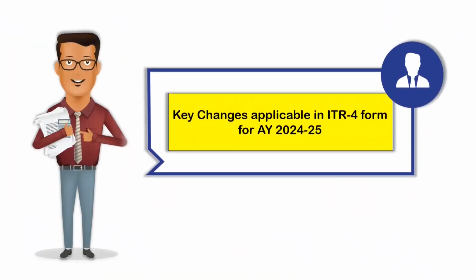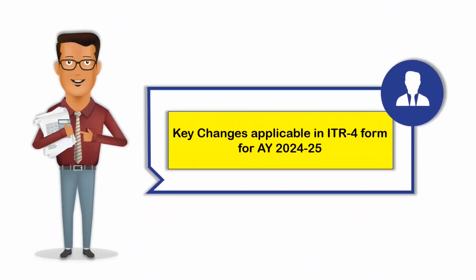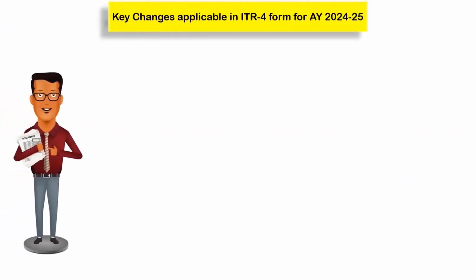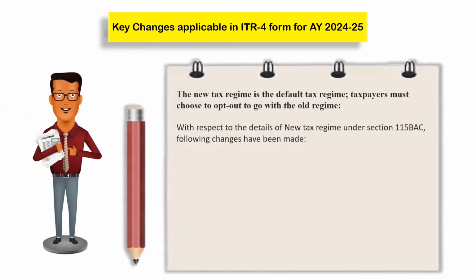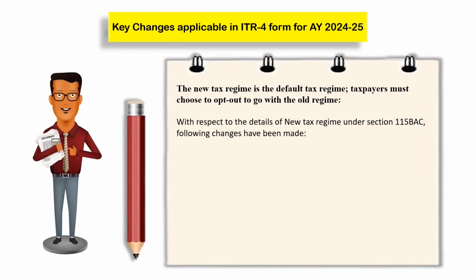Let us now see the key changes applicable in the ITR-4 form for assessment year 24-25. With effect from assessment year 24-25, the new tax regime is the default tax regime. Therefore, in case the taxpayer wants to file their ITR in the old regime, they must opt out of the new tax regime.